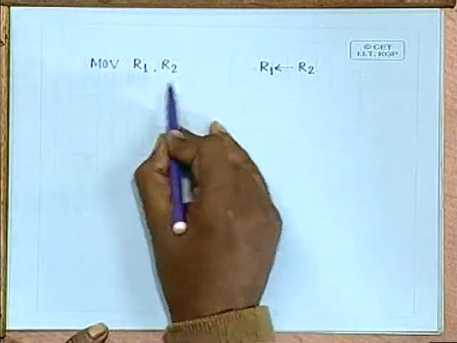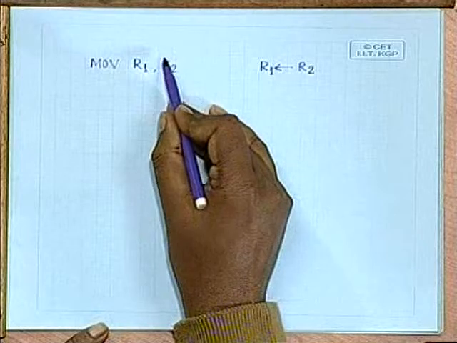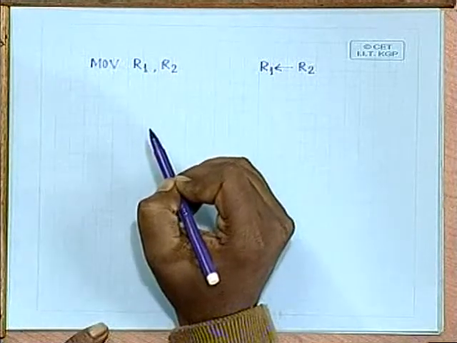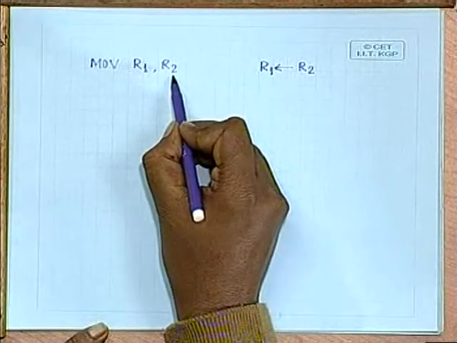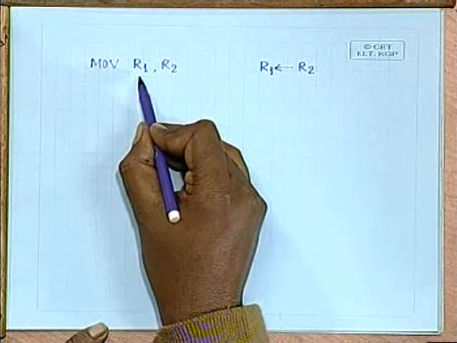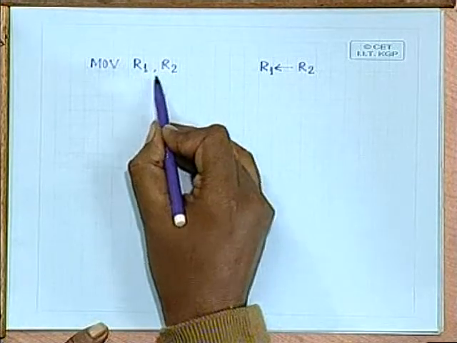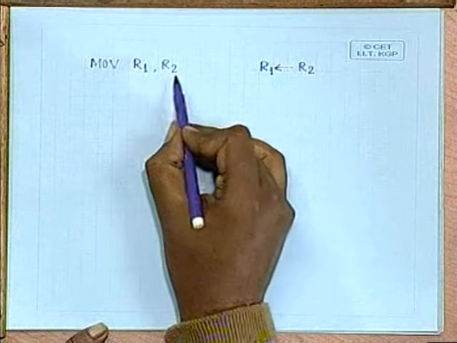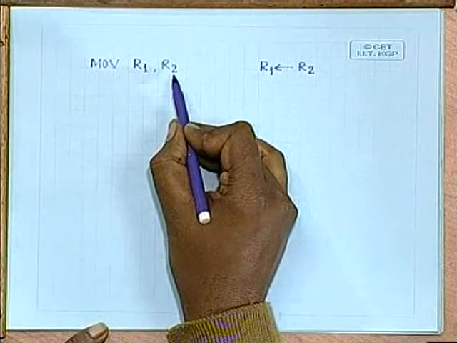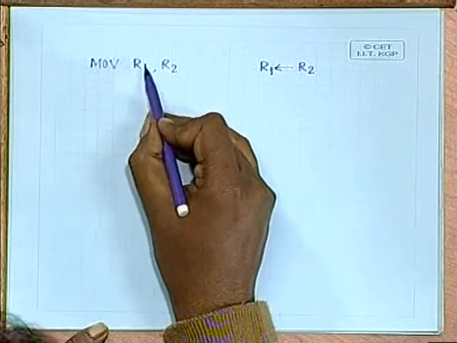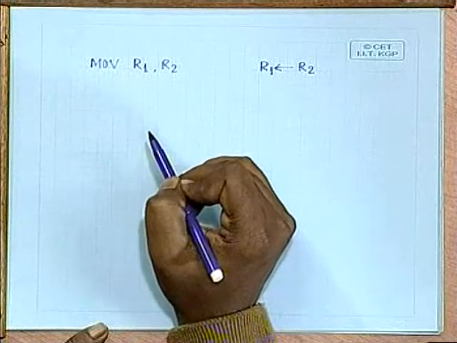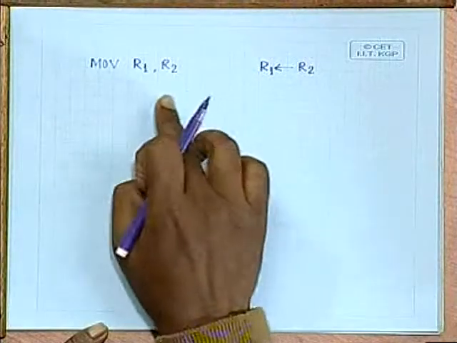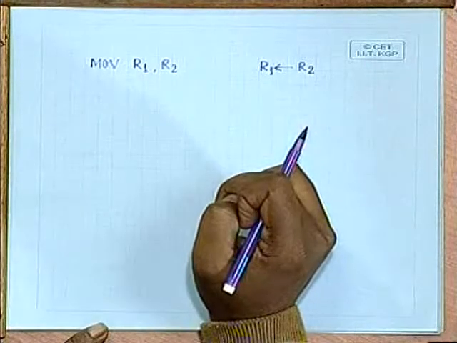So, for performing this particular operation, I have to activate the output of register R2, and at the same time I have to activate the load input of register R1. So, these two are called the control signals. One is controlling the output of register R2, the other one is controlling the input of register R1. So, all these registers will have different such control inputs, and these control signals are to be generated in proper way, so that the specified task can be executed.